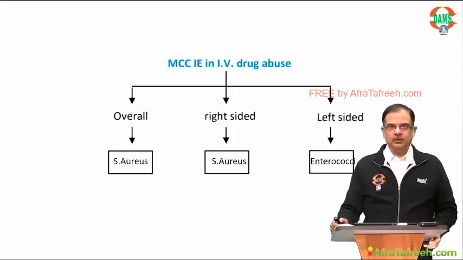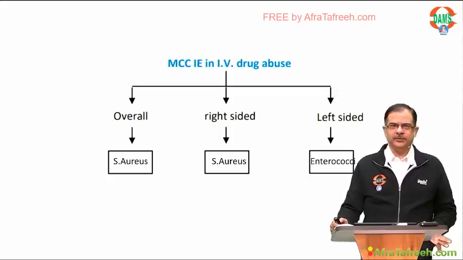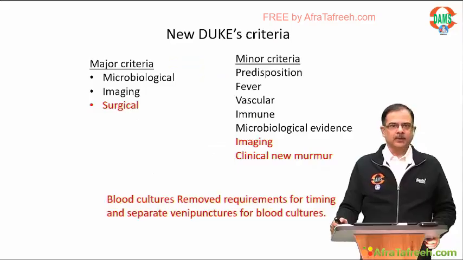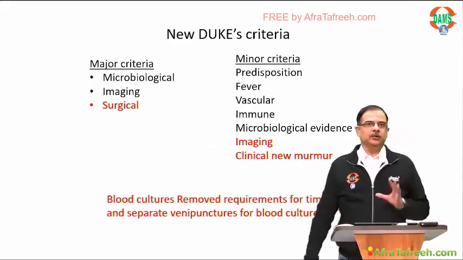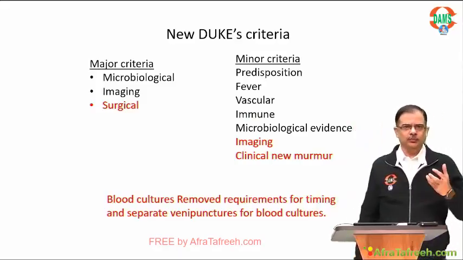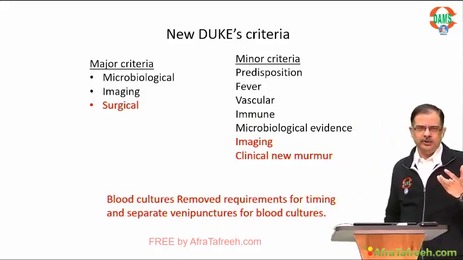So overall, IV drug abuse, Staph aureus, right-sided Staph aureus, left-sided it will be enterococci. Yes. Now the Duke's criteria. So just listen in the class. They will not ask you much details of those revisions. They will just ask you whether that is a criteria or not.